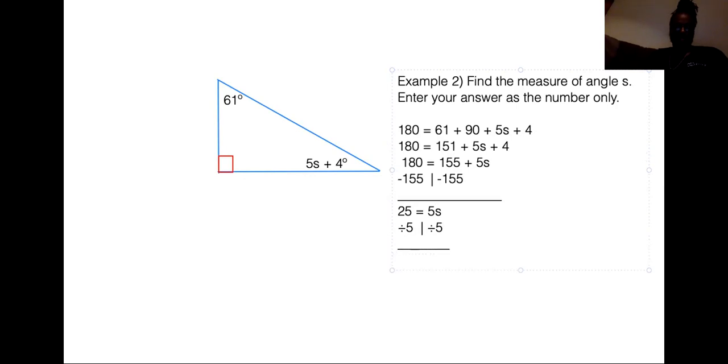And when I divide both sides by 5, 25 divided by 5 is 5. And so now I know that s equals 5. So we're not out of the woods quite yet, because we still have to take this 5 and plug it back into the 5s plus 4 so that we know what that angle is.